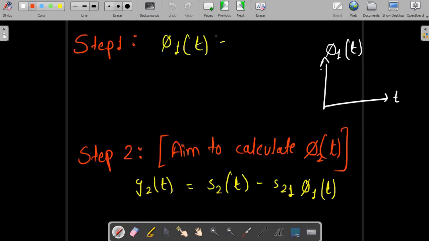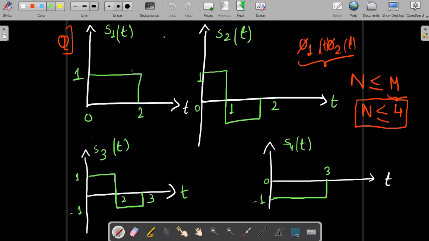The very first step is to calculate phi 1(t). As we already know, phi 1(t) is simply S1(t) upon the square root of E1, where E1 is the energy of our S1(t) signal, and we know S1(t) is this. I need to refer to this page again and again because all the waveforms are here. You can easily calculate the energy of this signal. Energy E1 is the integration from minus infinity to infinity of S1 squared (t) dt.